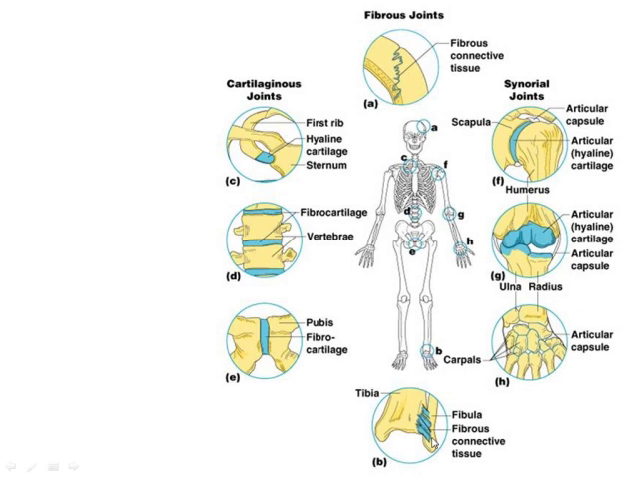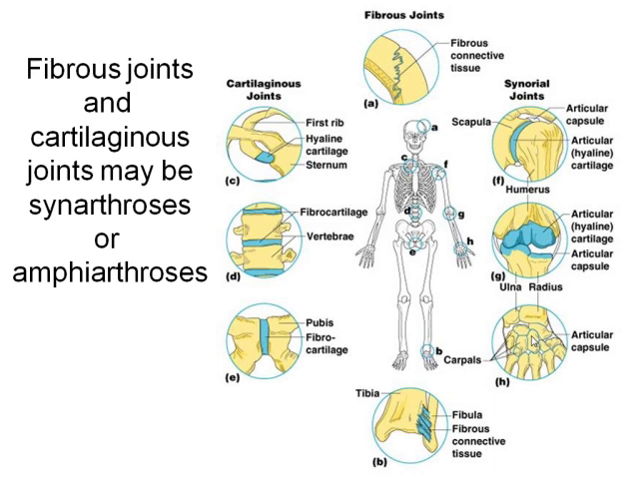And then all of these joints are synovial joints, where you've got some space between the bones and a joint capsule is holding the bones together. These joints are all freely movable, or diarthroses. Fibrous joints and cartilaginous joints can either be synarthroses, where there's no movement, or amphiarthroses, where there's slight movement.